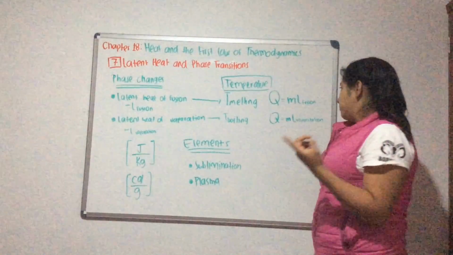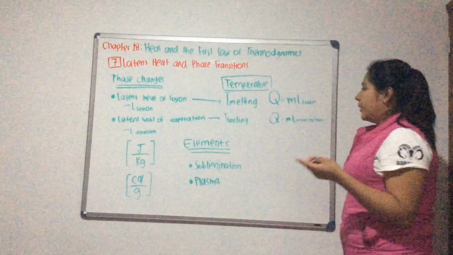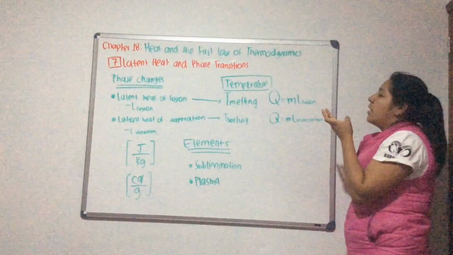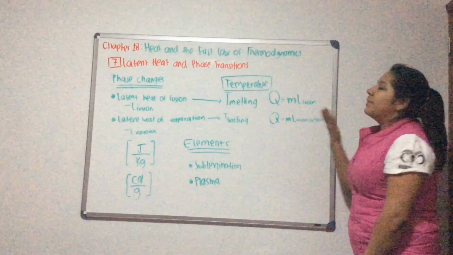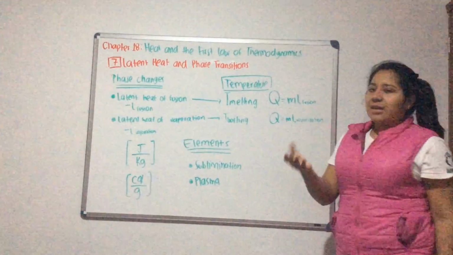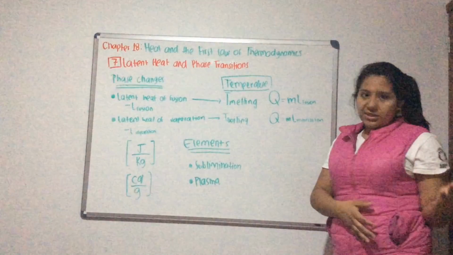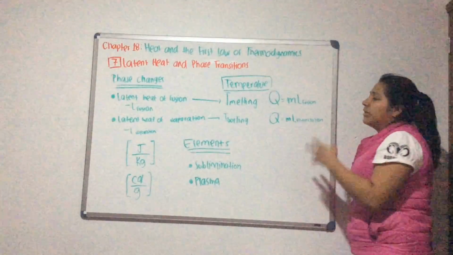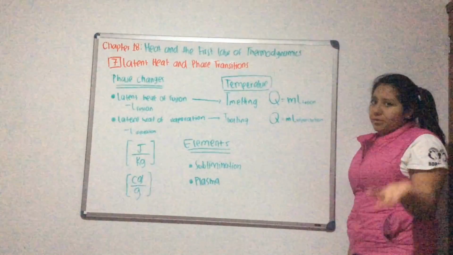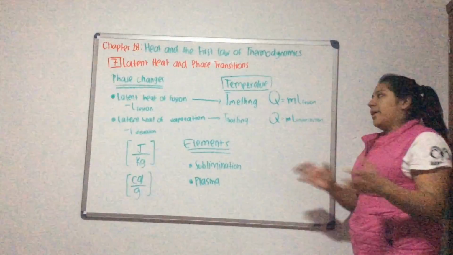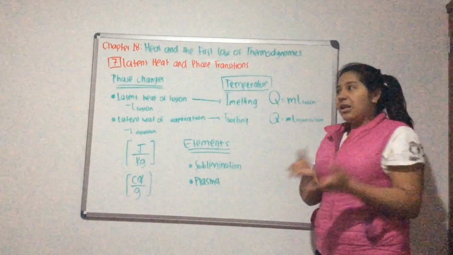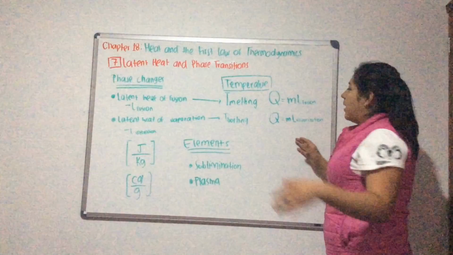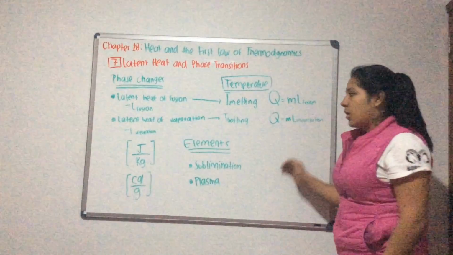The first equation we have here is used when you are melting an object, which means you are changing the substance from solid to liquid. And the second one refers to when you are vaporizing a liquid, which is when you change the substance from a liquid to a gas. And this is the formula you use.